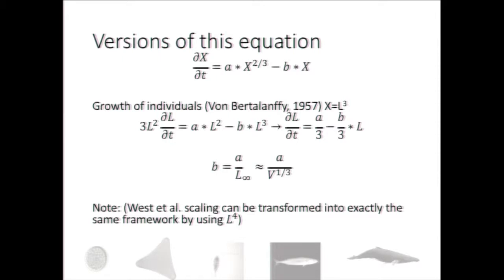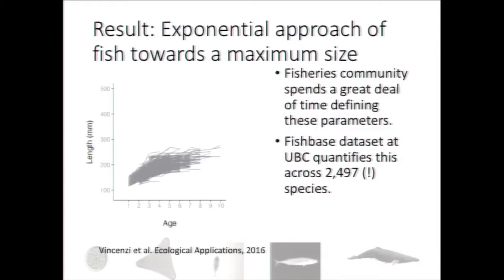The sort of Kleiber-West type scalings that Nicholas just talked about can be transformed into exactly the same framework by replacing L cubed with L to the 4th. Then you get exactly the same behavior, right? And you get a 3/4 power rather than a 2/3 power, and a 1/4 power law here, right? And the idea being that folding introduces an extra dimension. The fundamental idea there, okay?